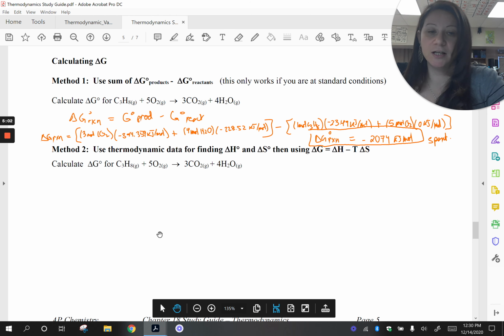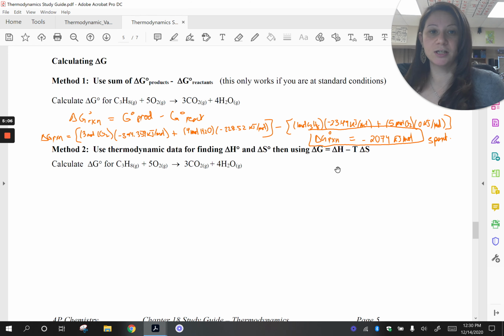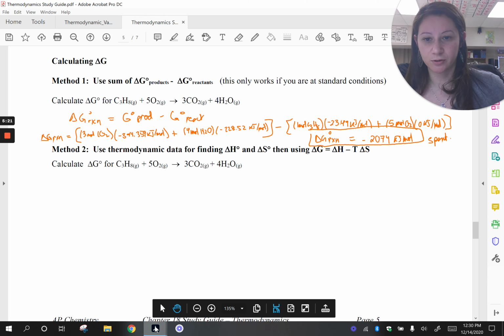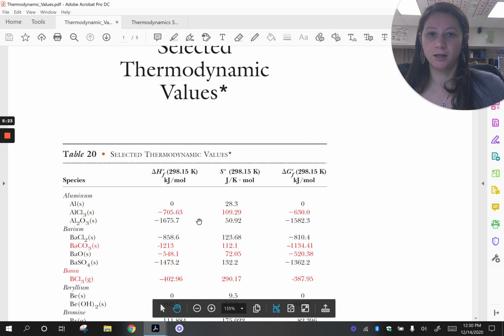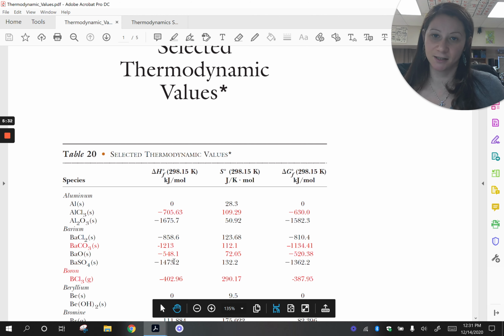The next method is the method we used in the last lesson, which is delta G is equal to delta H minus T delta S. And this will work for any temperature. Either you're going to be given delta H values and delta S values, or you can look up the values in our tables here. You could do for delta H products minus reactants, for delta S the same thing, products minus reactants, to get the values for delta S and delta H.